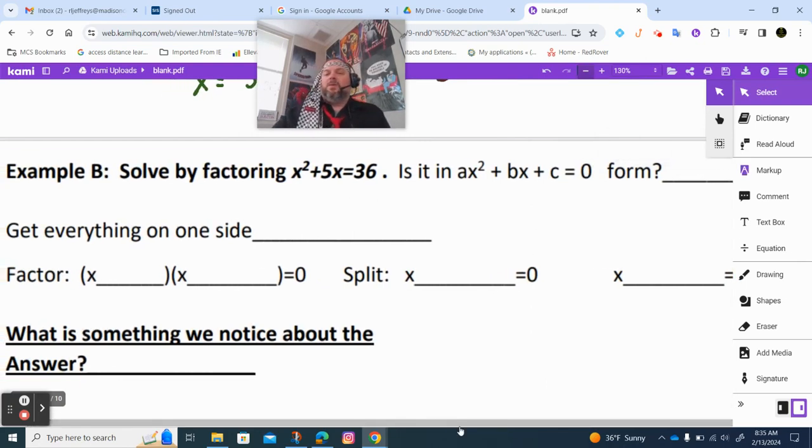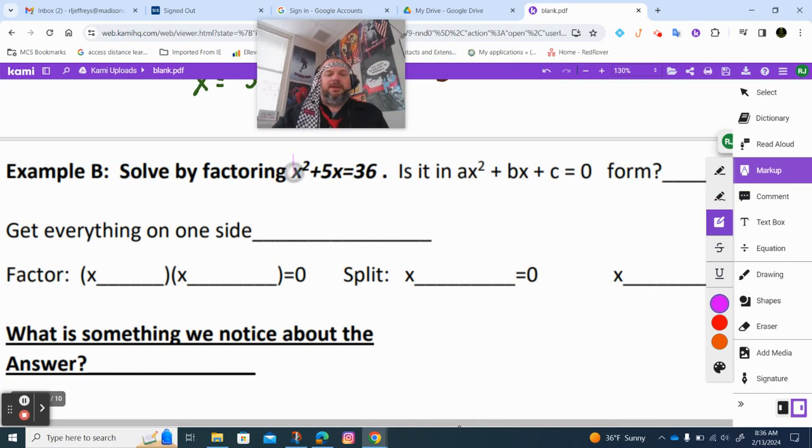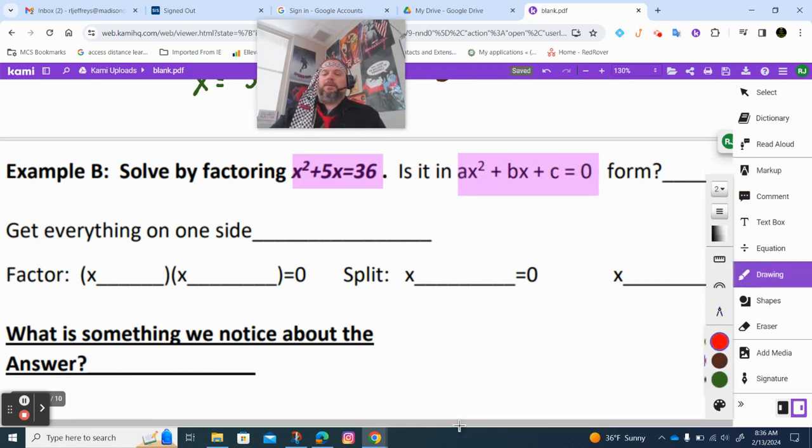All right. We have to factor this right here. Is this right here in this form? Yes or no? No. Okay, that's really important because this only works if everything is on one side and zeros on the other. Now, to do that, we need to move this 36. This is a positive 36. So, what's the opposite of positive? Yep. So, we're going to subtract 36 from both sides.